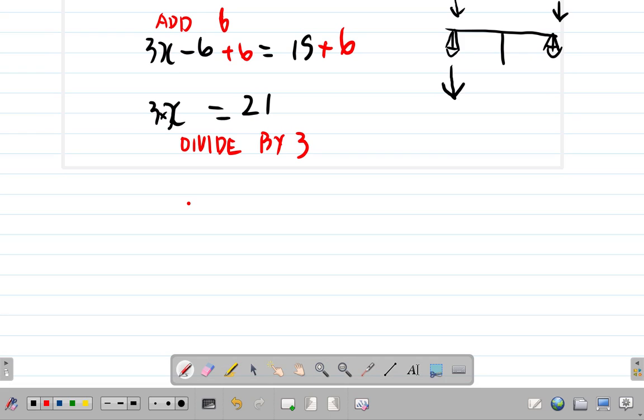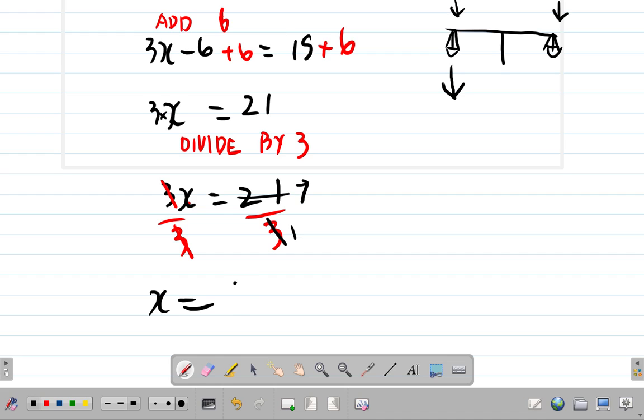Divide by 3. So 3x is equal to 21, divided by 3, divided by 3. So 3 cancels 3. So I have x equals, there is 1 3 in 3 and there are 7 3's in 21. So it's 7. So x is equal to 7. So you see that?